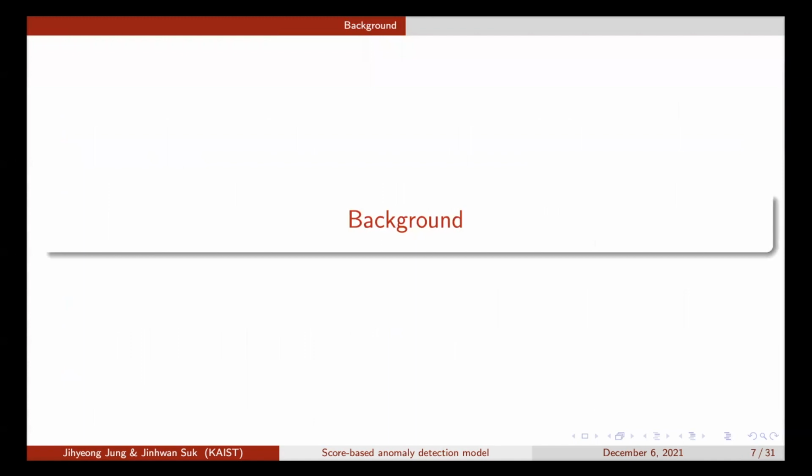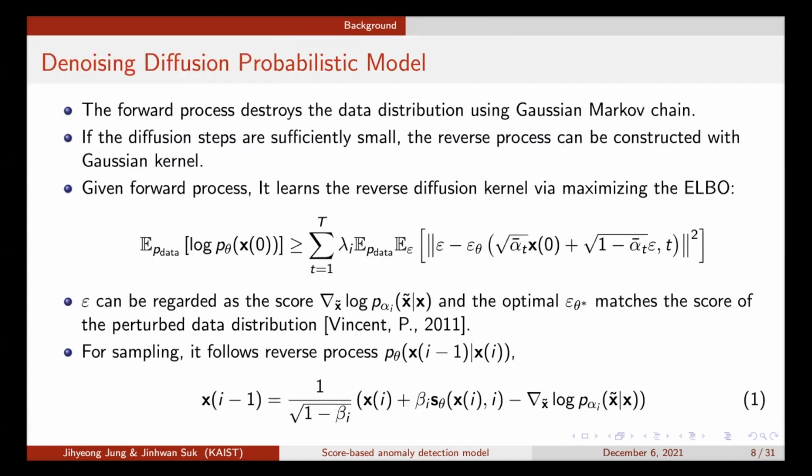Here we introduce the background of the model. The first one is the denoising diffusion probabilistic model. The forward process destroys the data distribution using a Gaussian Markov chain. And if the diffusion steps are sufficiently small, we can reconstruct the data using the reverse process with a Gaussian kernel. Given the forward process, it learns the reverse diffusion kernel by maximizing the following ELBO. Here, the epsilon in the ELBO term can be regarded as the score part of the data distribution. And the optimal network epsilon_theta star matches the score of the true density distribution.